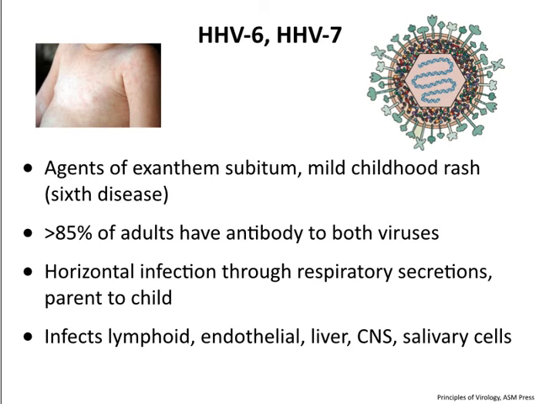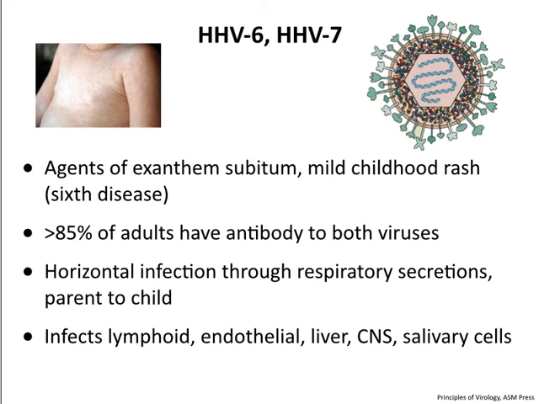The last 2 viruses are herpes viruses 6 and 7, and these are viruses that cause a mild childhood rash. You can see this child here has this rather mild rash, not anywhere near as painful as, say, chickenpox. It's called 6th disease. There are 5 other rash diseases that were discovered before it, or exanthem subitum. It's a herpes virus just like all the others.